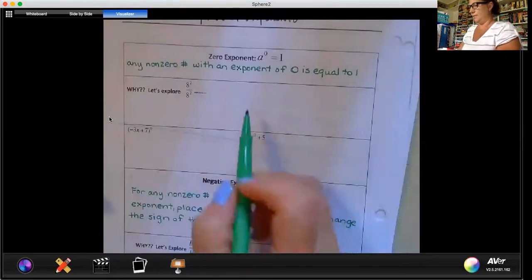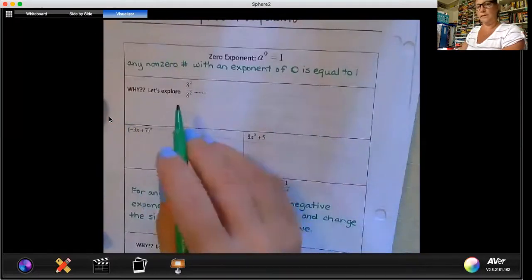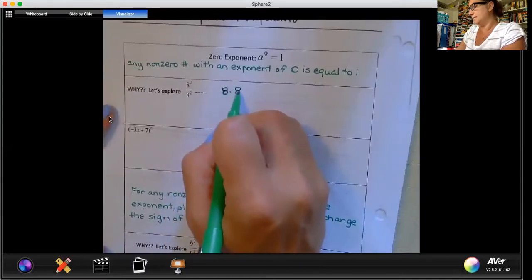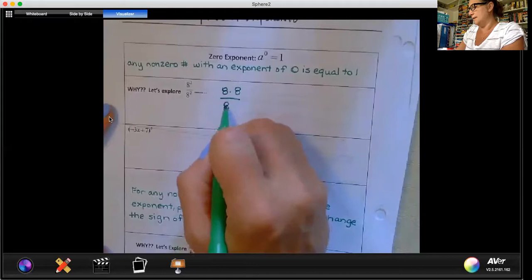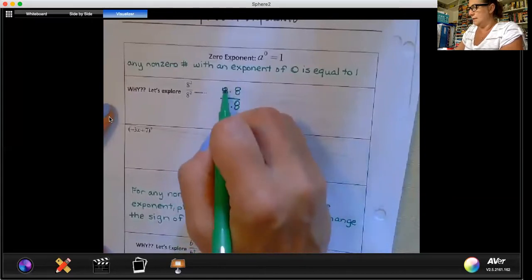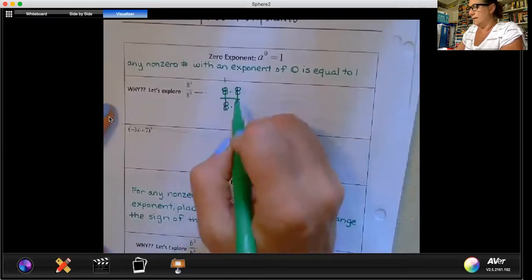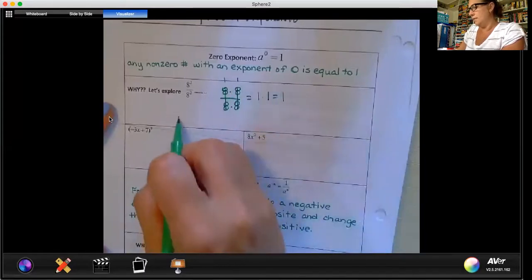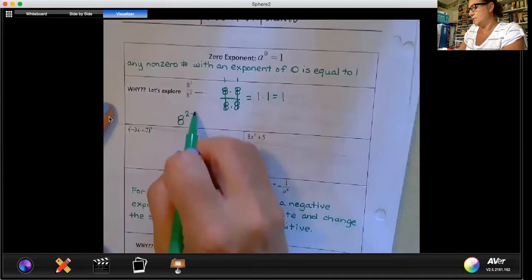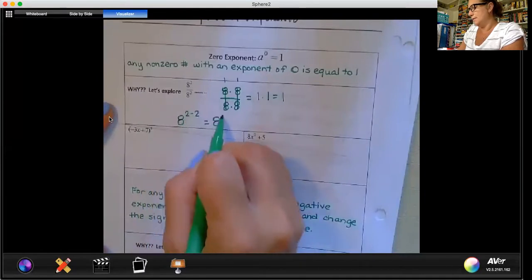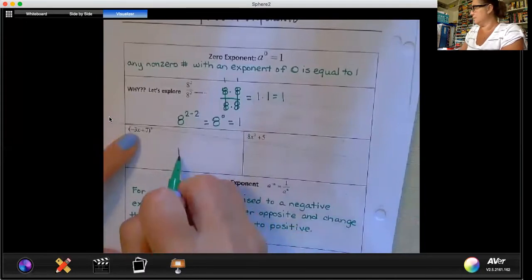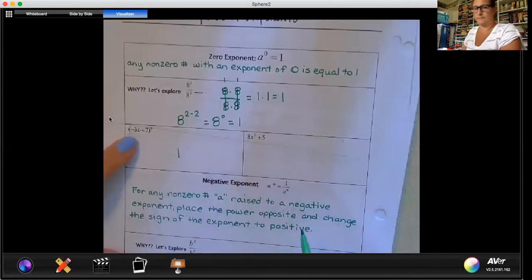Any non-zero number with an exponent of 0 is equal to 1, and let's look and see what that is. 8 squared is 8 times 8. The 8's cancel. 1 times 1 is 1. Another way to look at this is you're dividing. 8 to the 2 minus 2 is 8 to the 0, which is 1. Anything to the 0 power is 1.